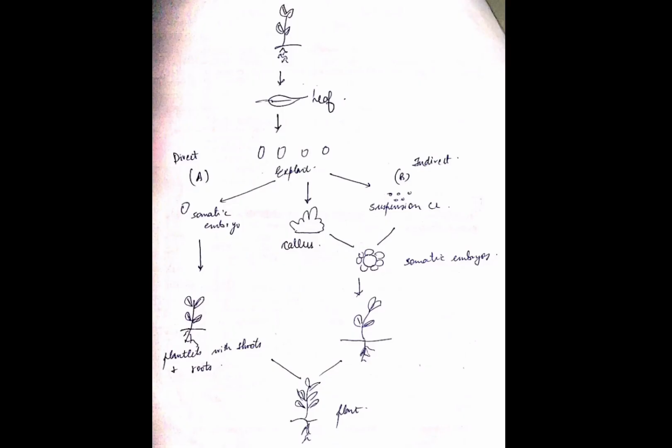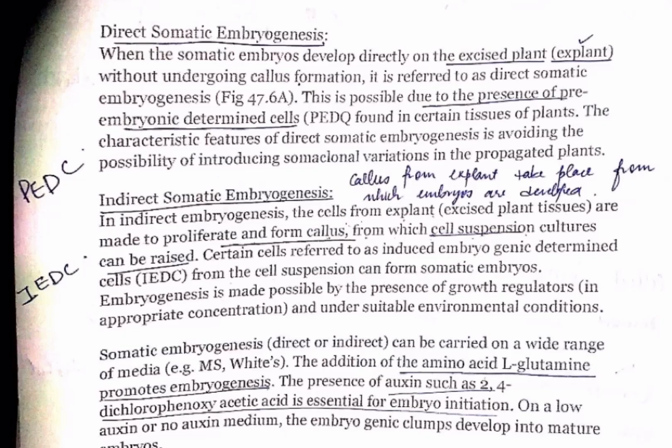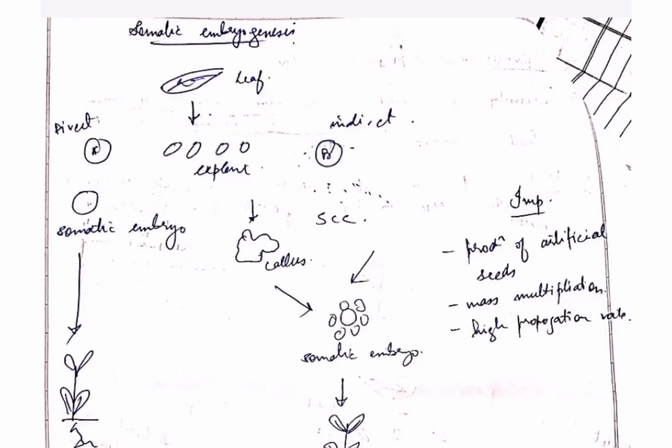There are two routes for somatic embryogenesis, that is direct and indirect. In direct, the embryos initiate directly from the explant in the absence of callus formation, and the embryos are formed due to PEDCs, that is pre-embryonic determined cells. And in indirect somatic embryogenesis, the callus from the explant forms, from which embryos are developed, and the embryos are formed due to induced embryogenic determined cells. I have given the difference in tabular form and also in detail. You can use either of them.